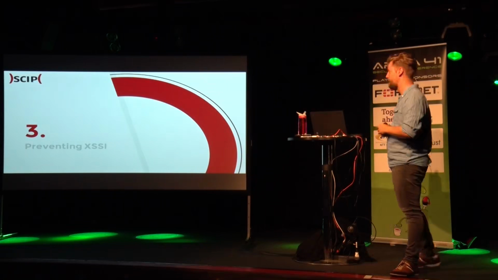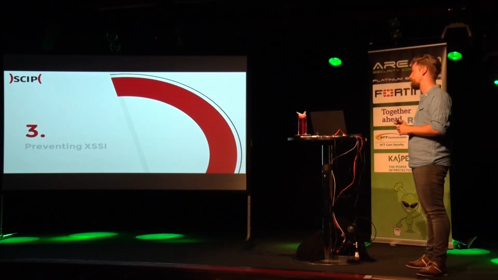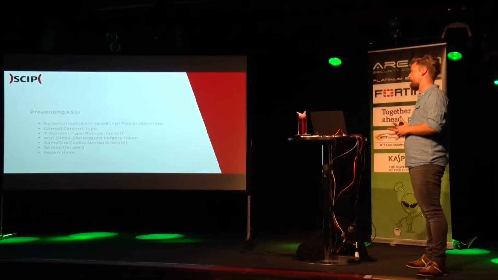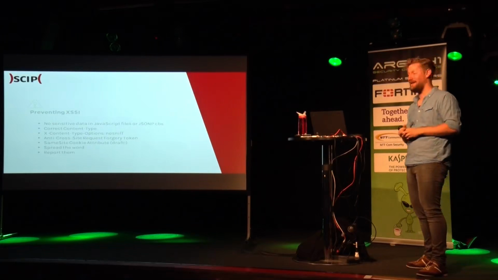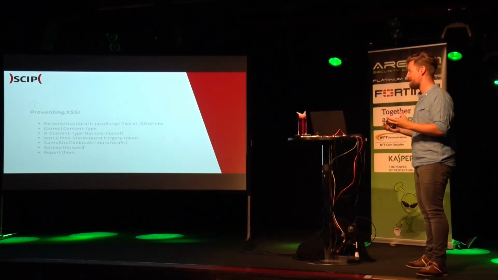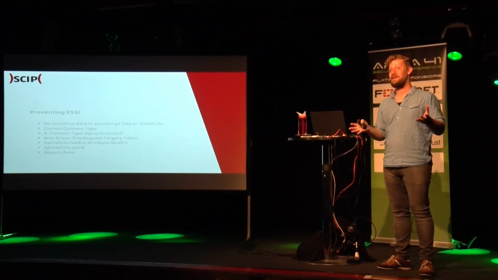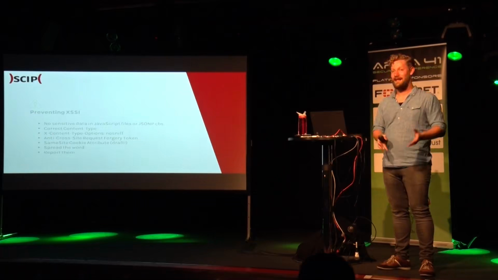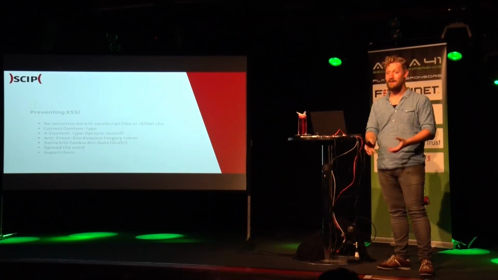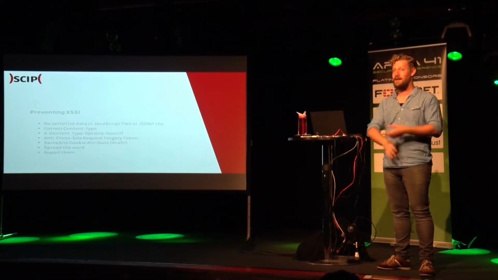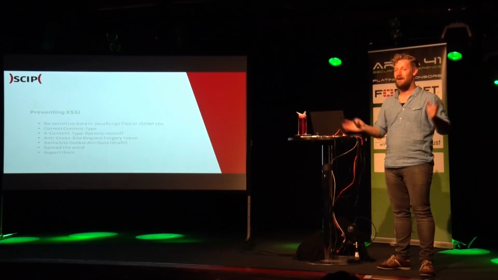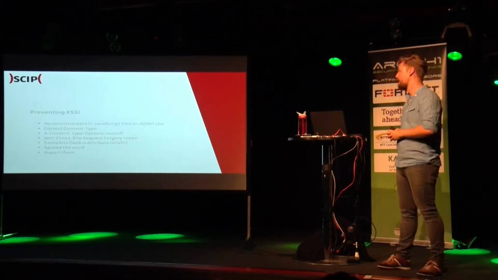And we are already getting to preventing cross-site script inclusion. That's just a list of stuff, basically, you have to think about. So the easiest thing is to just never, ever put sensitive data into JSON-P callbacks or script files. If you don't do that, this vulnerability is just not relevant for your application anymore.